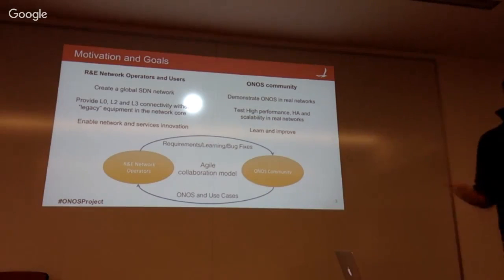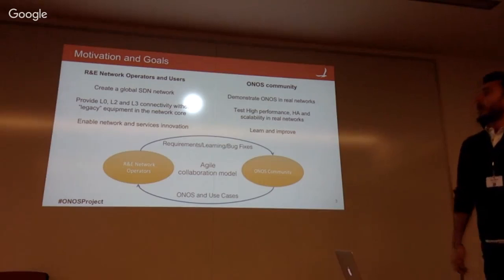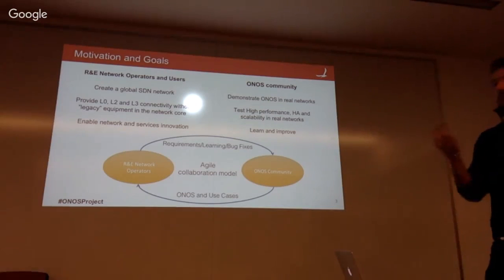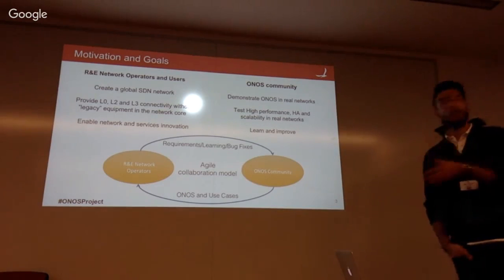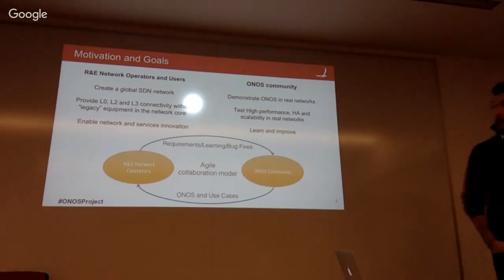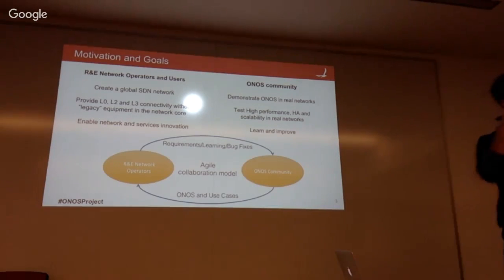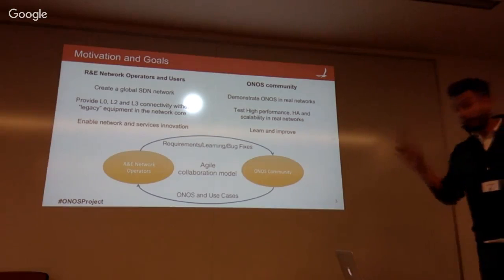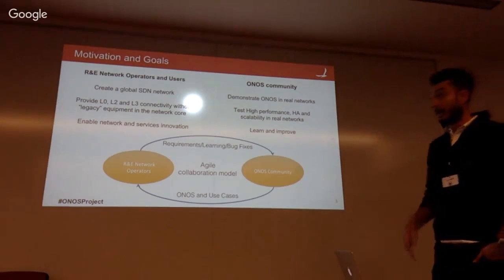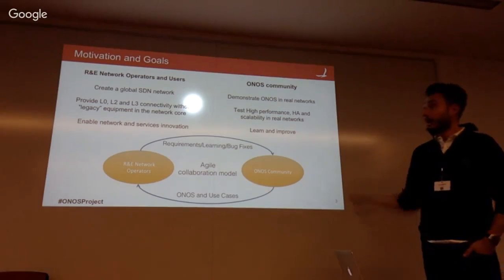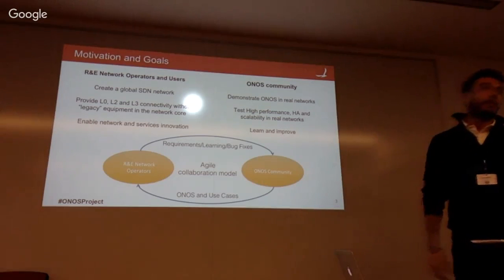The idea was to create a global SDN network around the world to demonstrate, of course, that ONOS works not only on Mininet, which is great, but also on real devices. Provide the minimal set of features, layer 2 and layer 3 connectivity to users without any legacy equipment in the network core, but only OpenFlow, pure OpenFlow networks, and possibly also covering layer 0. And enable network and service innovation.